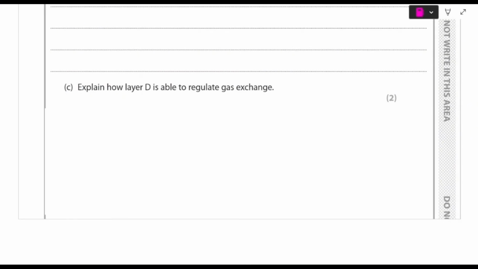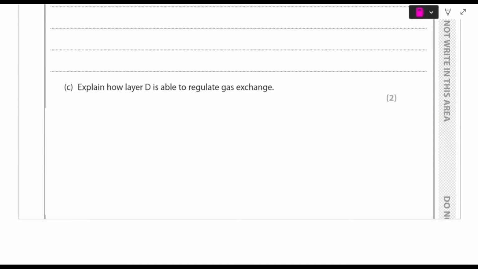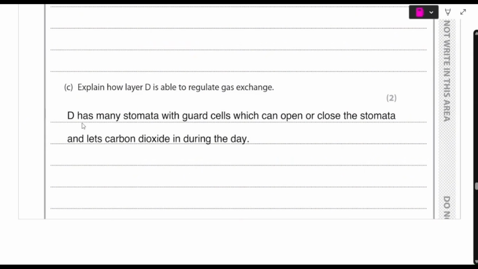Explain how layer D is able to regulate gas exchange. So layer D was the last layer, which is the guard cells. They are the guard cells which control the entry of gases. Mainly they control the gas exchange by opening or closing the stomata. So for the answer we'll write that D has many stomata with guard cells which can open and close the stomata and let carbon dioxide in during the day.